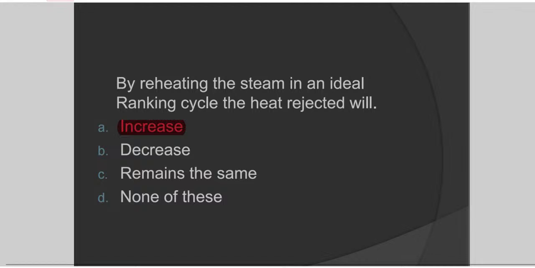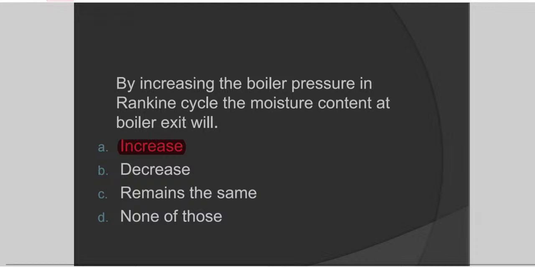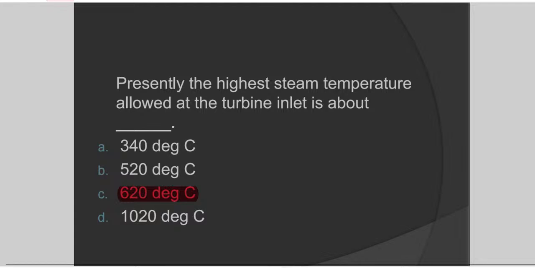By increasing the boiler pressure in Rankine cycle, the moisture content at boiler exit will: A. Increase. B. Decrease. C. Remain the same. D. None of those. Presently the highest steam temperature allowed at the turbine inlet is about ______. A. 340 degrees C. B. 520 degrees C. C. 620 degrees C. D. 1020 degrees Celsius.